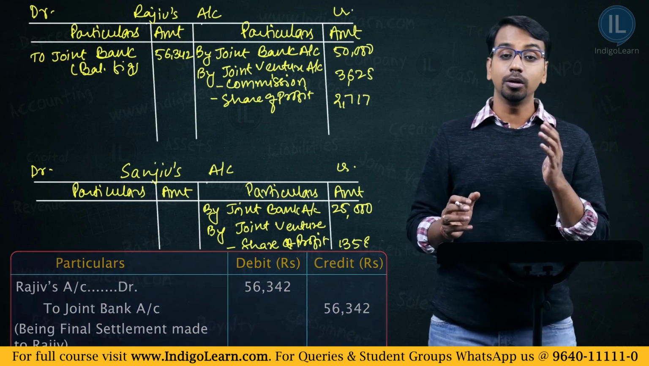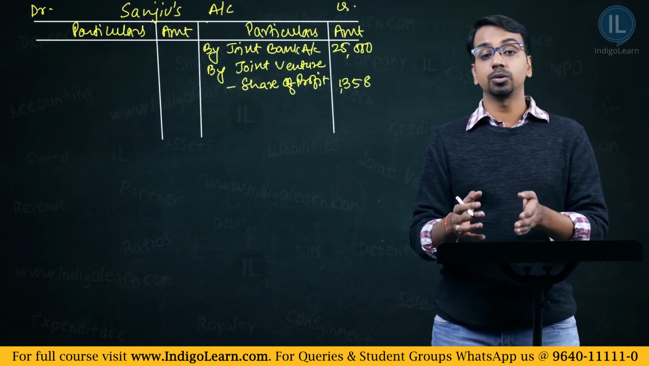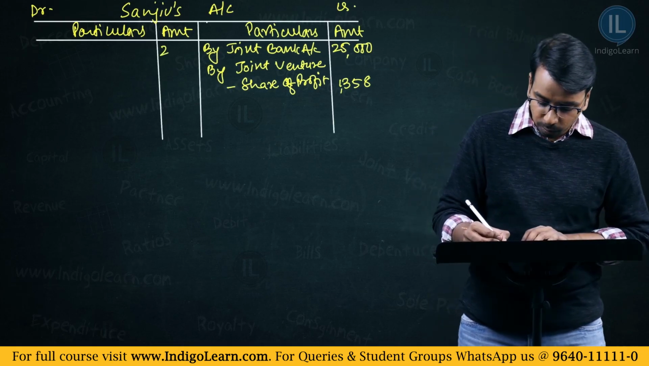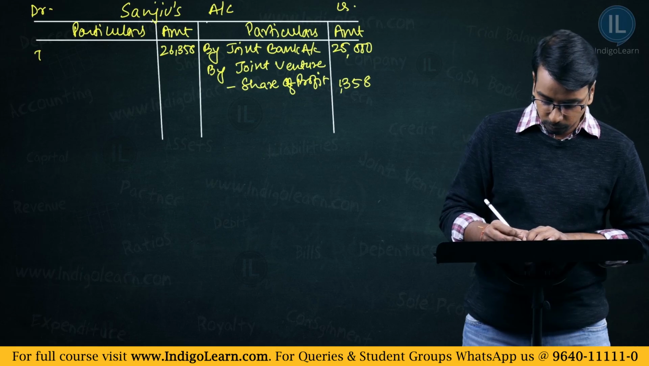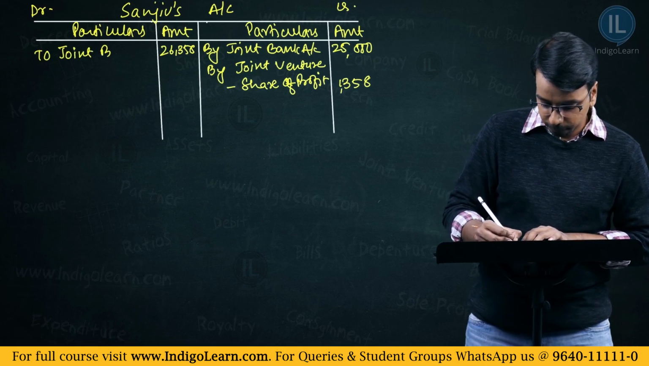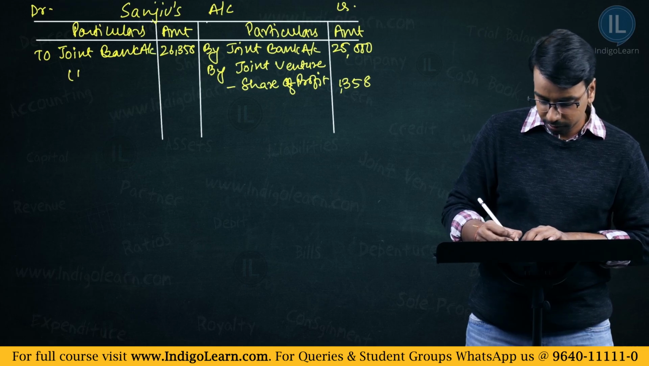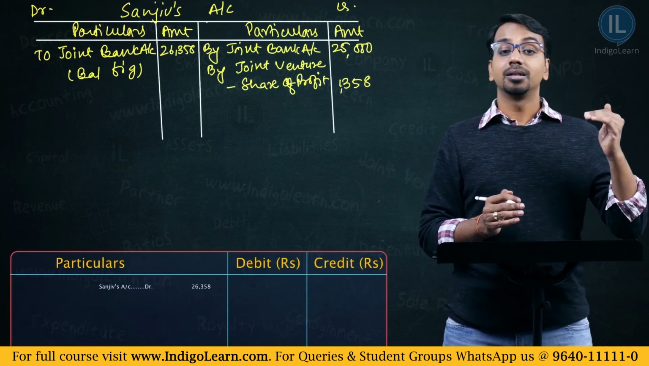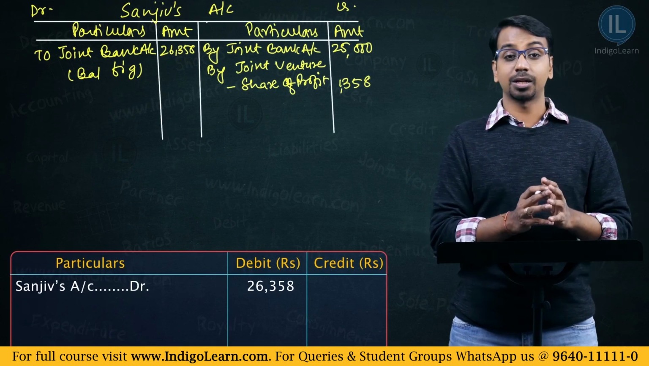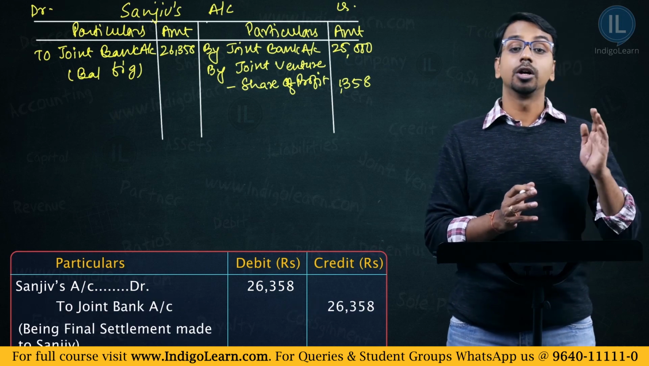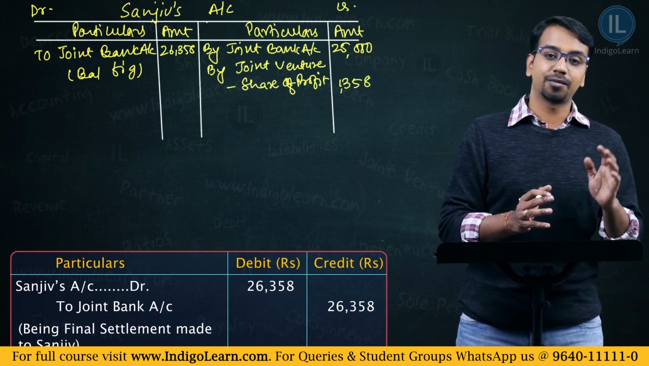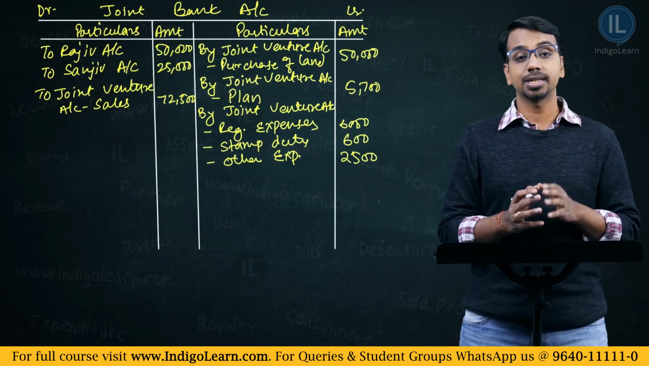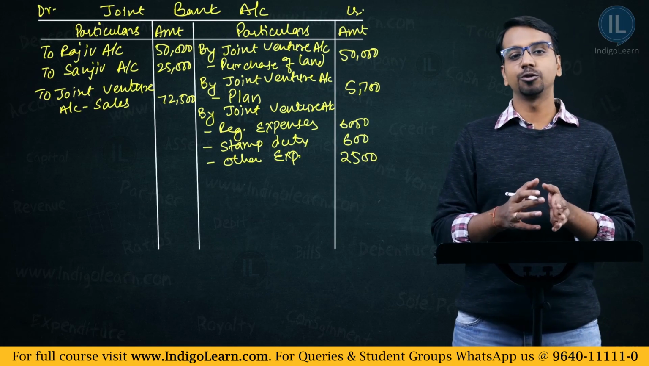Similarly, we can do the final settlement to Sanjeev. Come to Sanjeev's account, 25,000 and 1358, which means 26,358. So this is the amount that will go to Sanjeev. So to joint bank account balancing figure 26,358. What will be the journal entry for this? Sanjeev's account debit 26,358 to joint bank account 26,358 being the balance amount paid to Sanjeev.